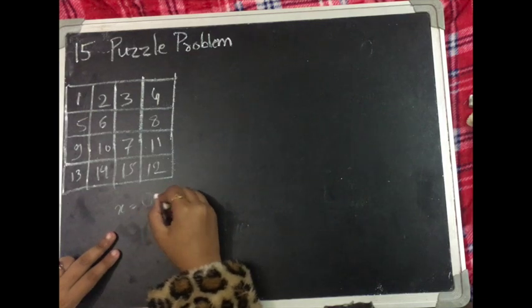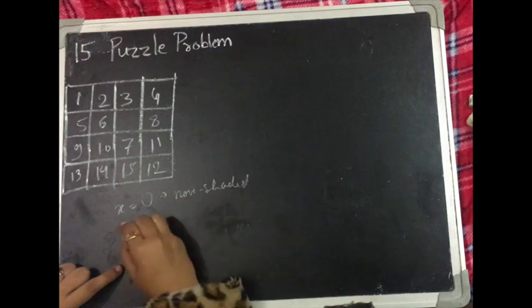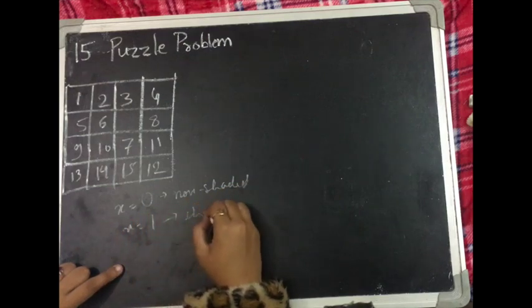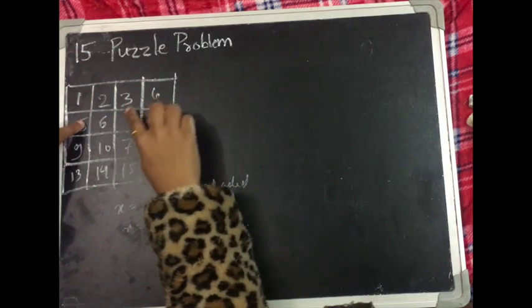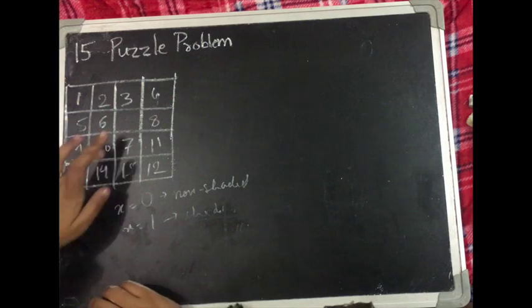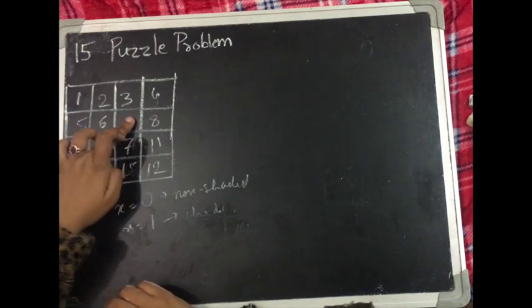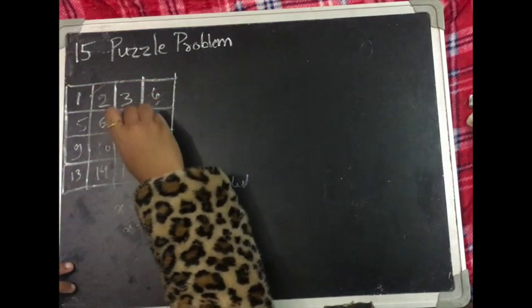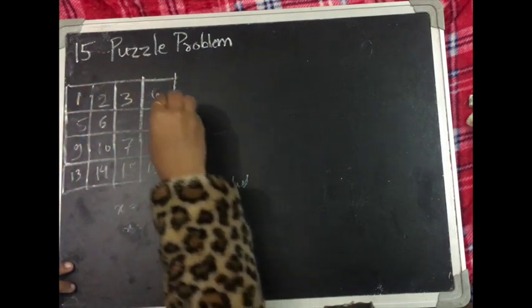Here, tell me the value of x. X was 0 if the empty slot was in the non-shaded region, and x was 1 if it was in the shaded region. The shaded regions were this, this, this, this, and this, this, this, and this. So the empty slot is in the shaded region, right? Because the shaded regions were this one, this one, this one, this one, and so on. So the empty slot is in the shaded region. So what will happen?